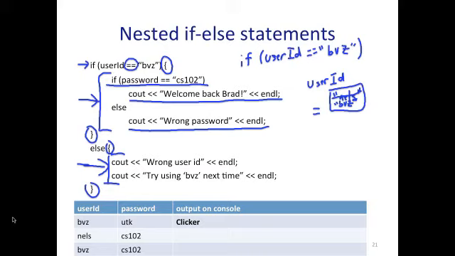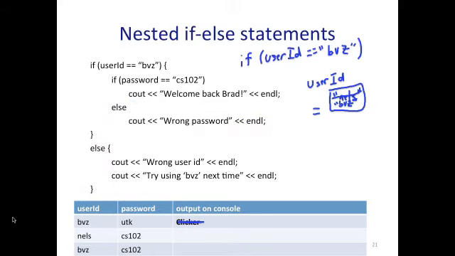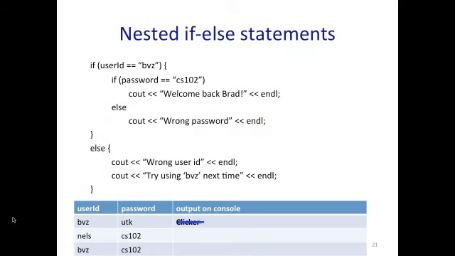Okay, so here's three cases. We'll go over this also in class, which is why you see clicker here. I'll cross that out right now. So let's just see what we would do with each of these three values. So we start with the user ID of BVZ, and it is going to be equal to BVZ, so we're going to come into this statement right here because the expression is true. However, the password is UTK. That is not equal to CS102, and therefore our output would be wrong password.